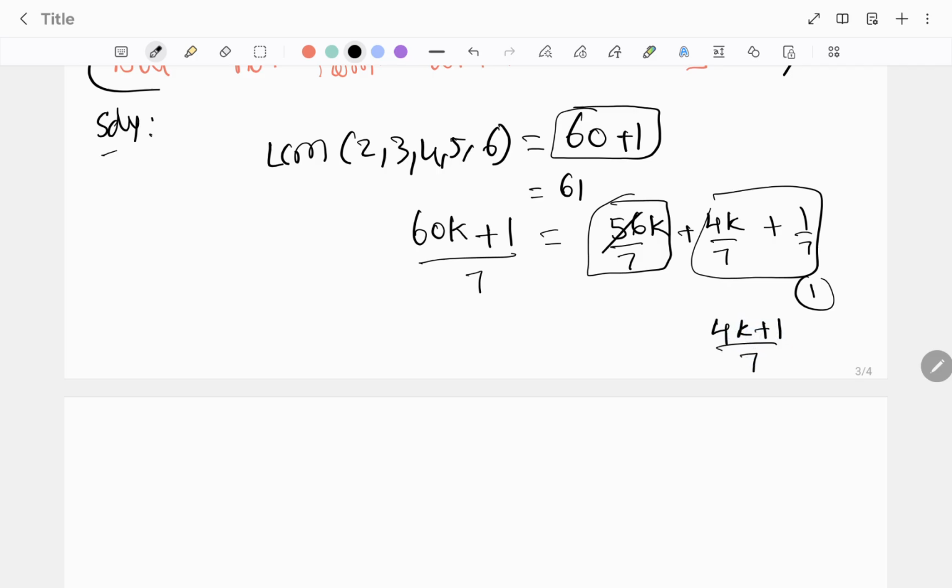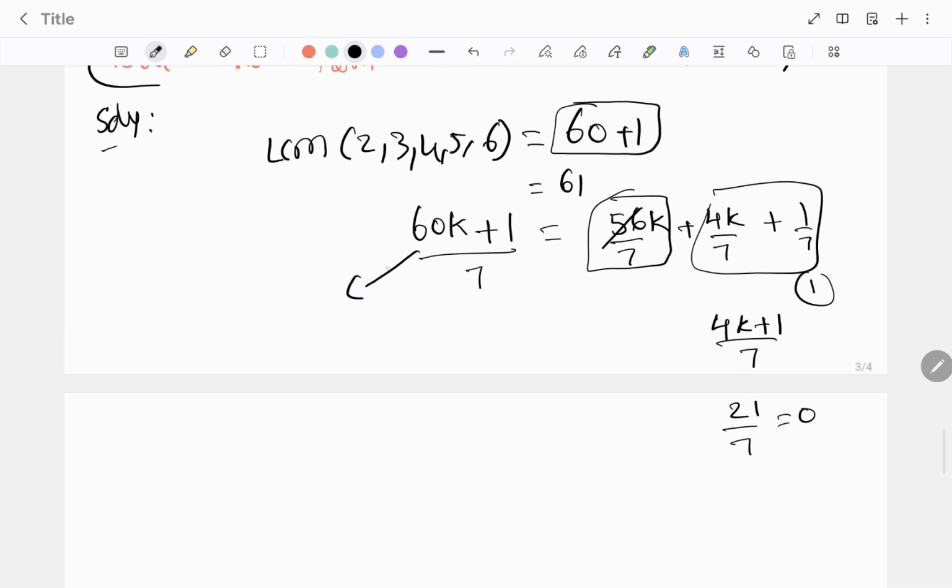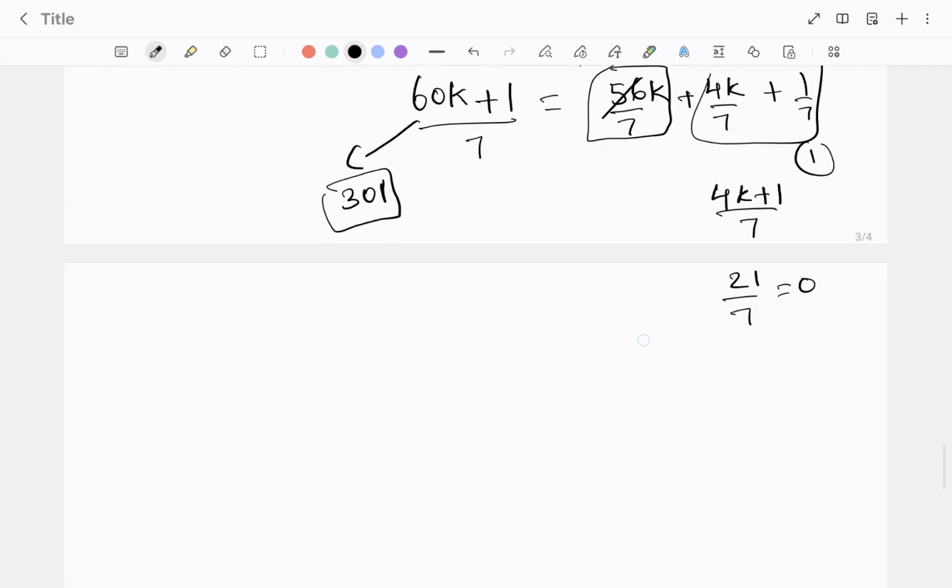Now what least value should I take for k? 4 into 5 is 20, 20 plus 1 is 21. 21 when you divide by 7 leaves the remainder 0. So k value is 5. I will substitute here: 60 into 5 is 300, plus 1, 301. 301 is the number: when you divide by 2, 3, 4, 5, 6, it leaves remainder 1, and when you divide by 7, it leaves remainder 0, exactly divisible by 7. Then next question.